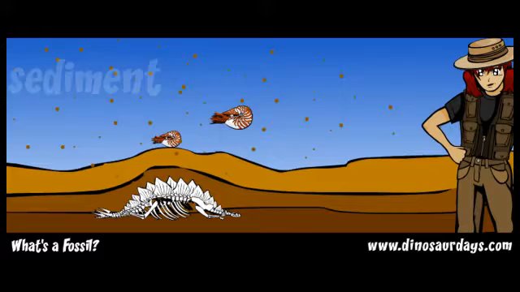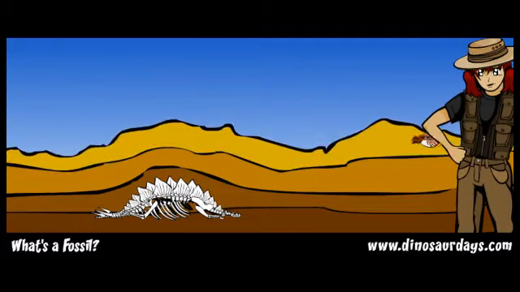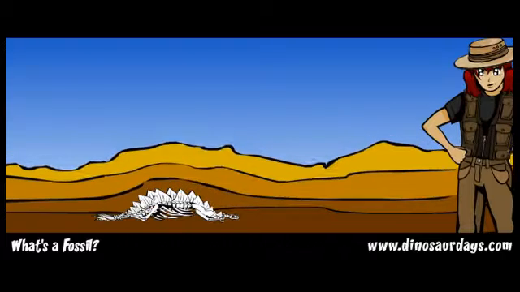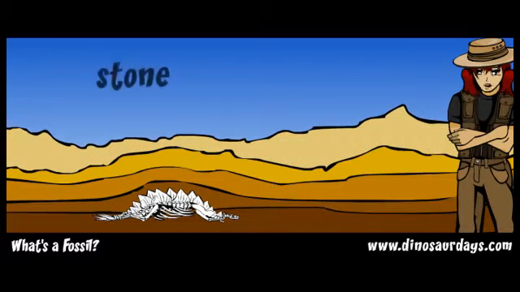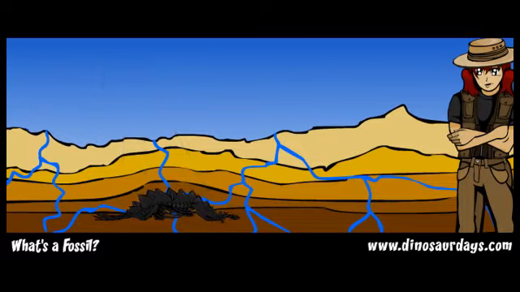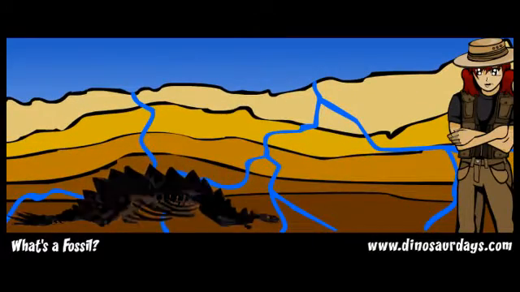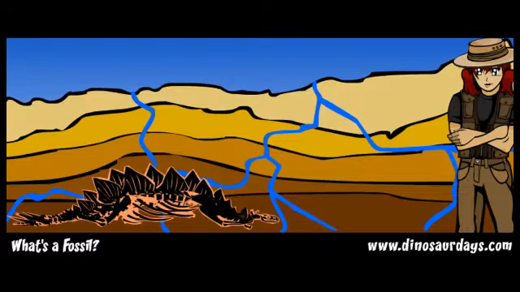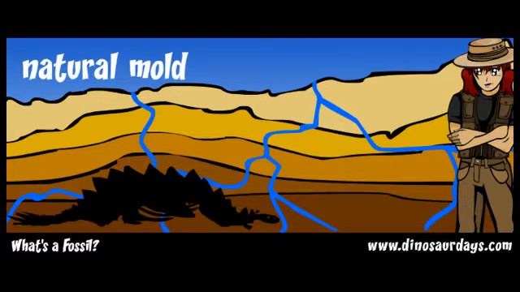Over time, the floor of the river sinks from the weight of the sediment. The lower layers of soft mud and sand are pressed into hard rock. Now the skeleton is completely surrounded by compressed stone. The bone is slowly washed away by little trickles of water. This water is called groundwater. The bones leave an open space in the exact shape of the dinosaur skeleton. This open space is called a natural mold.